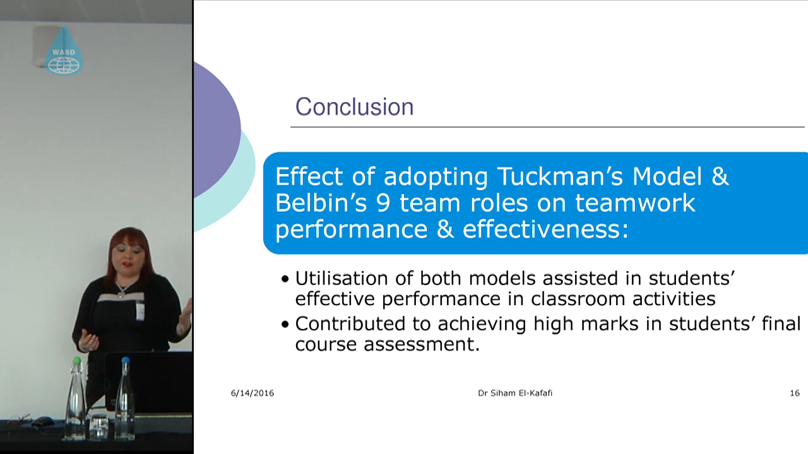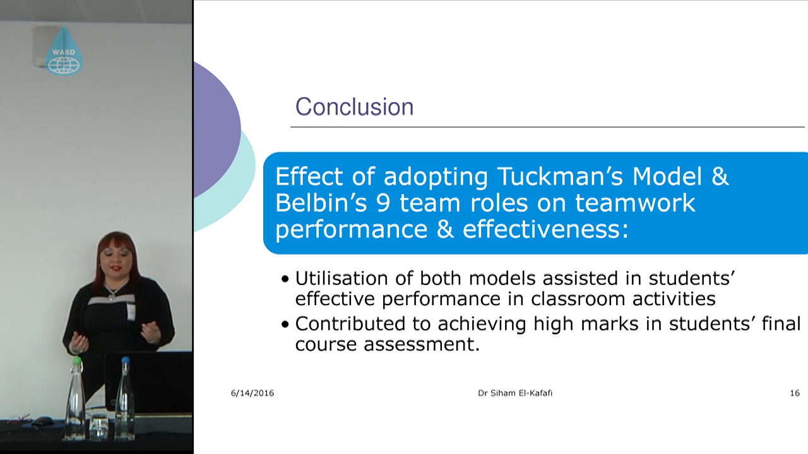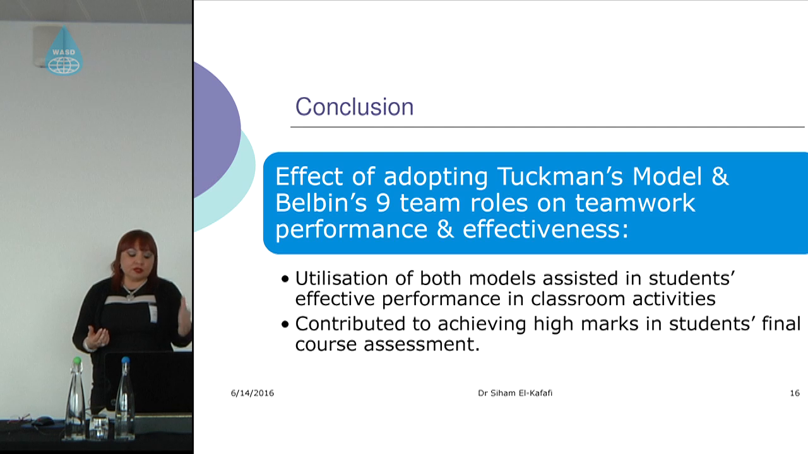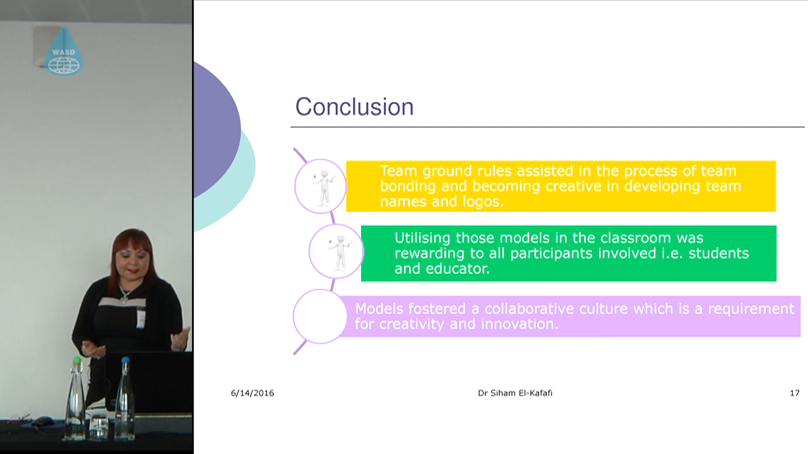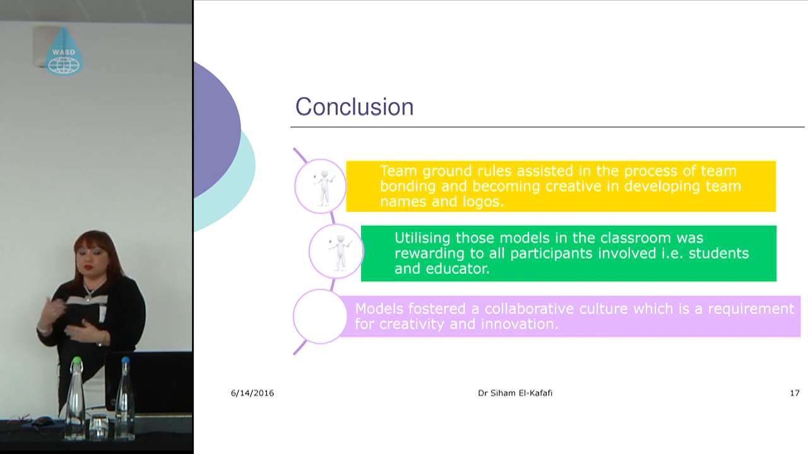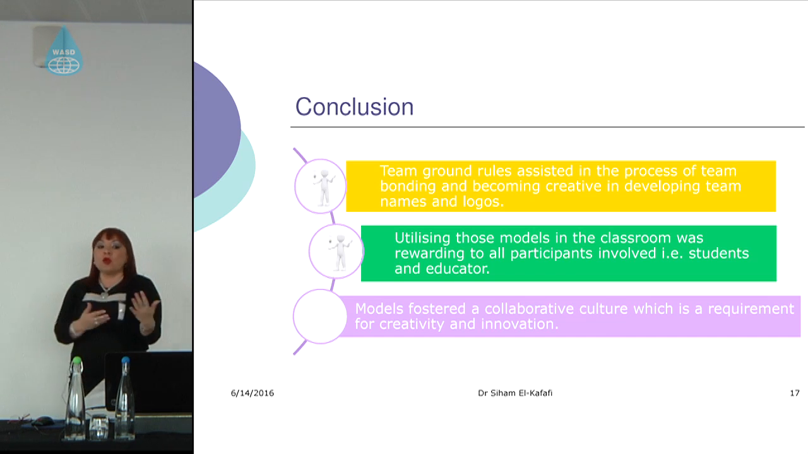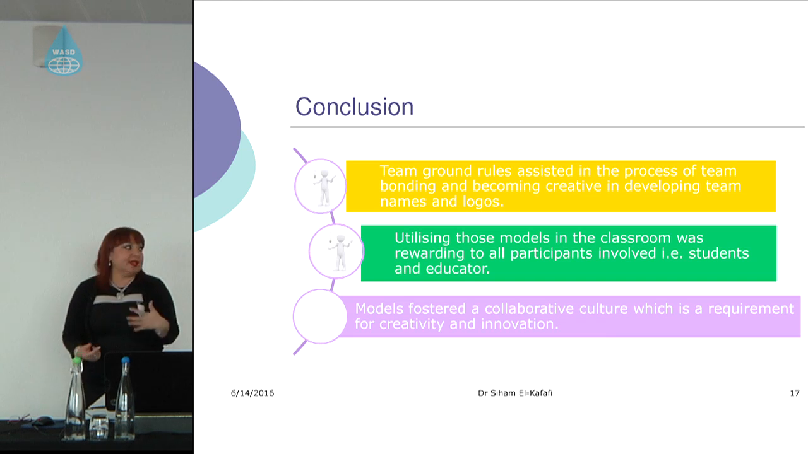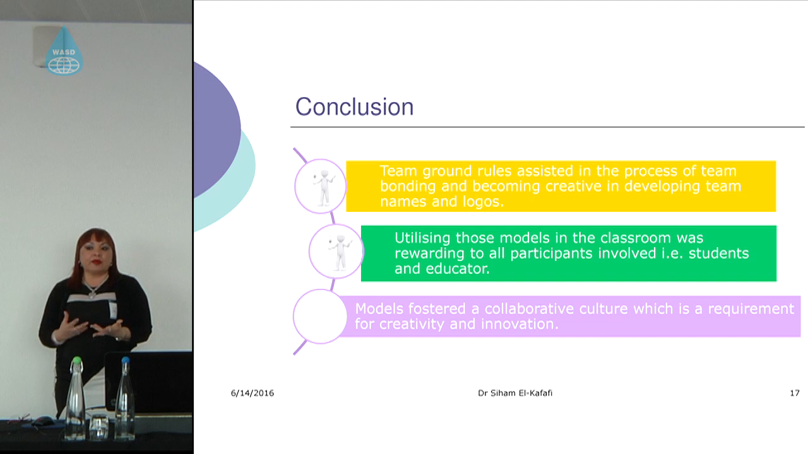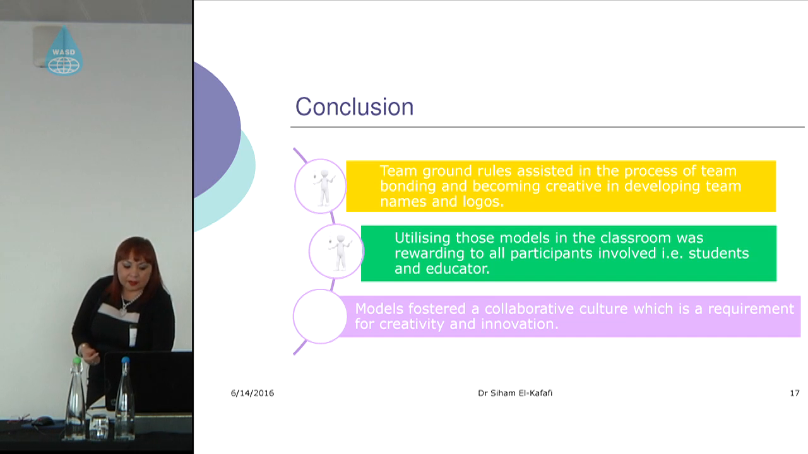In conclusion, the effect of adopting Tuckman's model and Belbin's 9 team roles on teamwork performance effectiveness showed the following results. The first thing, utilization of both models assisted the students for effective performance in their classroom activity. The second, it contributed to achieving high marks in the students' final course assessments. Also, the team ground rules were very good in order to help them have a smooth flow. Using those models in the classroom was very rewarding. It was rewarding for all participants, the students and the educator, and the model fosters a collaborative culture. Thank you very much.